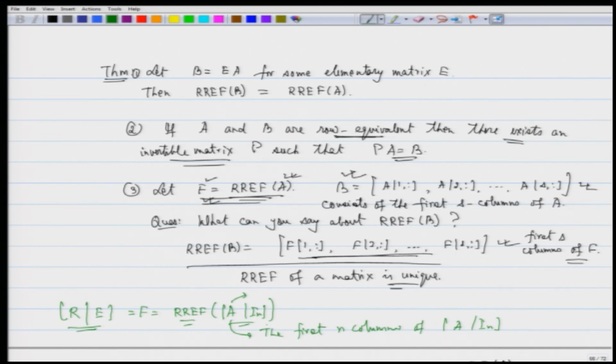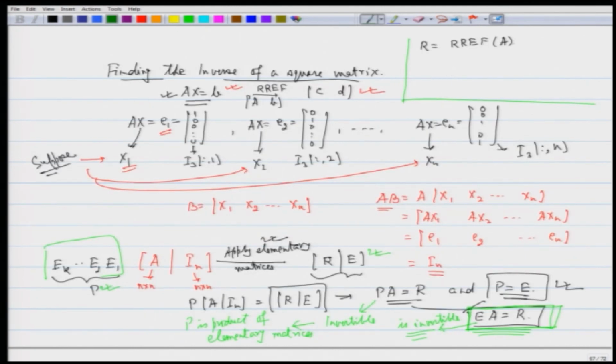So, the RREF of A has to be this part. Is that okay? This is what it says, the first n columns of F, which is nothing but R, fine. So, this is what is important, you get R equal to RREF.